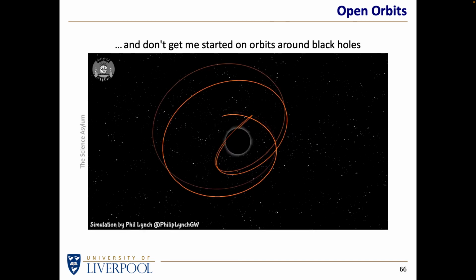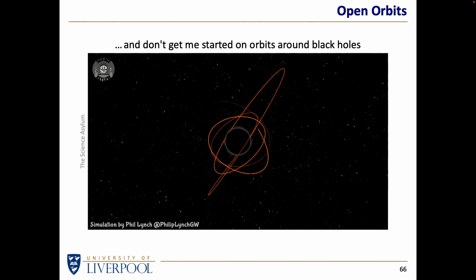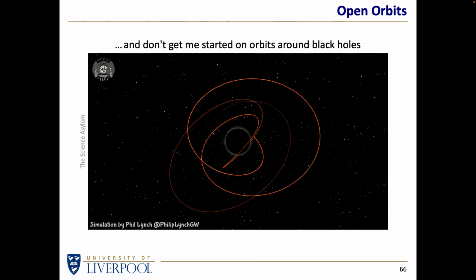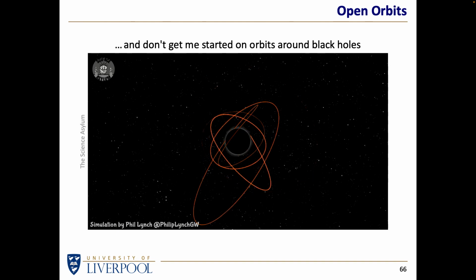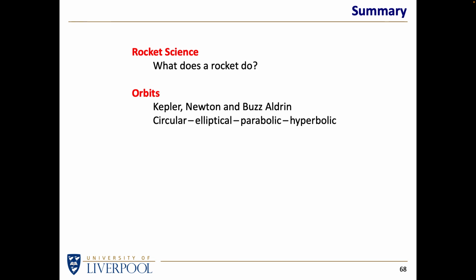And don't get me started on black holes, because the space around a black hole is so distorted that Newton's ideas of universal gravity, which mean we'll end up with ellipses and circles, don't apply anymore, because space is just completely messed up by the black hole at the center. And that simulation gives us an idea of what an object might try and do in the vicinity of a black hole. So I've told you a little bit about orbits.